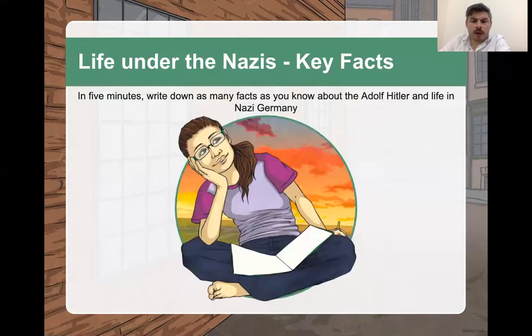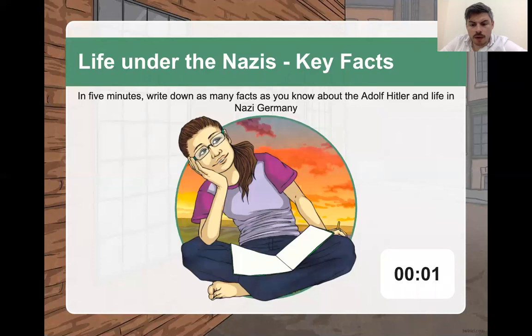So as a starter activity, just to refresh what you did last half term, you've got 5 minutes, and I want you to write down as many facts as you can remember about Adolf Hitler and life in Nazi Germany. So I want you to pause this, and for 5 minutes, write down as much as possible that you can remember about Adolf Hitler and what it was like to live in Nazi Germany. So pause the video and please do this.